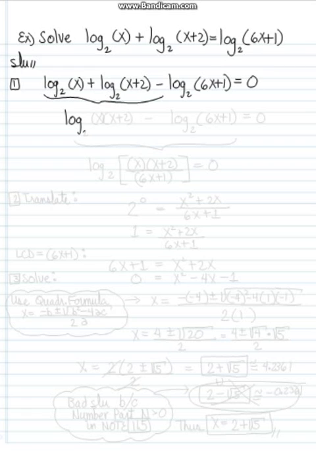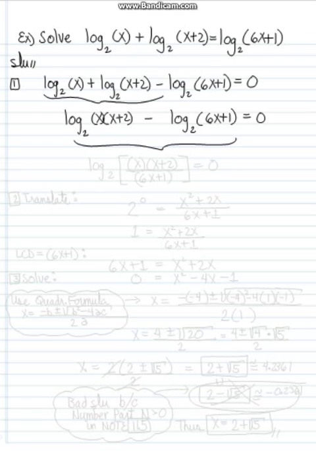Now let's condense the first two terms, the two logs. So we have log base 2 of x plus log base 2 of x plus 2. That equals a single log base 2 of the product of the numbers x times x plus 2. Bring down the minus log base 2 of 6x plus 1, bring down the equal sign and the 0.